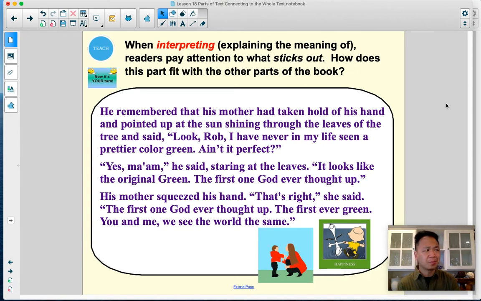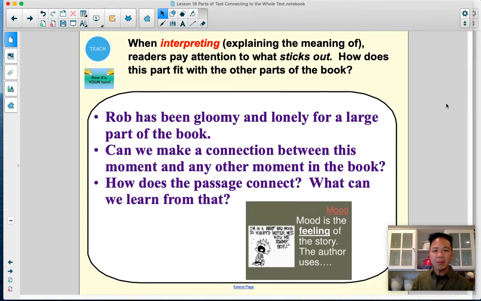Okay, so that sticks out to me, and it should stick out to you, because in the book we have never heard anything like this. Most of The Tiger Rising is gloomy and talks about how bad life is and how hard Rob is struggling with things, and here's this pretty moment with his mom about seeing the first ever green. So why is that there, and what meaning can we make out of it? Can we make a connection between this moment and any other moment in the book?